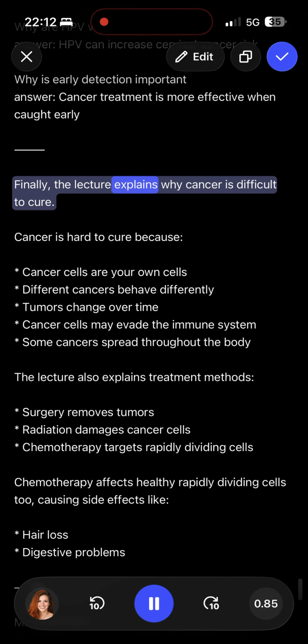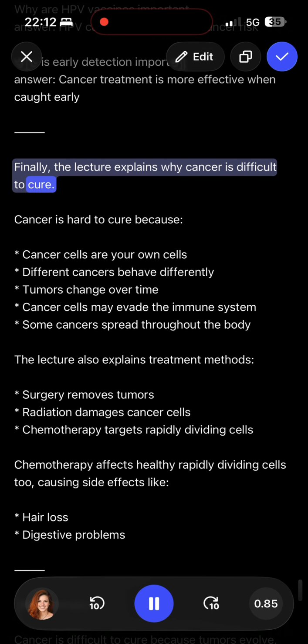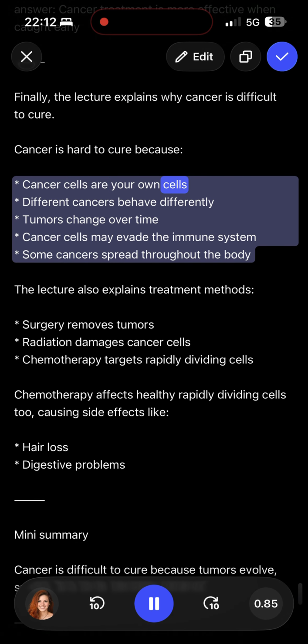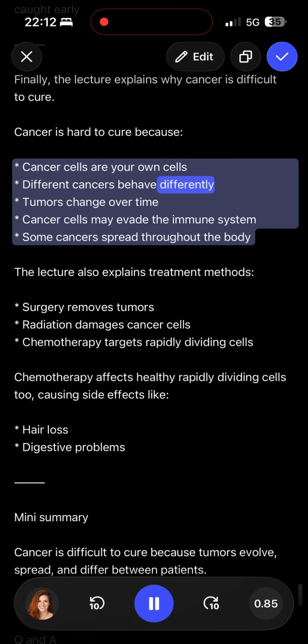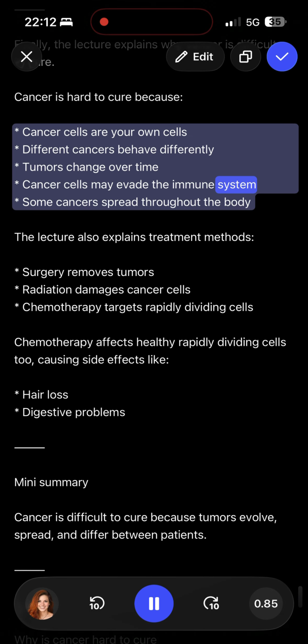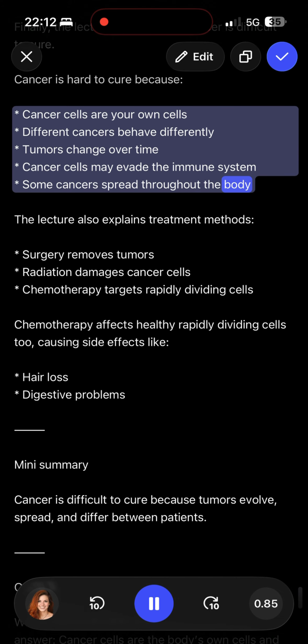Finally, the lecture explains why cancer is difficult to cure. Cancer is hard to cure because cancer cells are your own cells. Different cancers behave differently. Tumors change over time. Cancer cells may evade the immune system. Some cancers spread throughout the body.